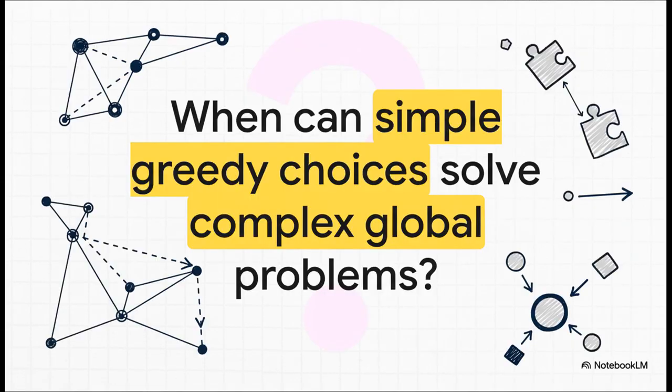And that leaves us with a pretty fascinating thought. This problem proves that sometimes a series of simple, locally optimal, greedy decisions can perfectly solve a massive, globally complex puzzle. It kind of makes you wonder, doesn't it? What other huge challenges out there could be solved not with some grand, complicated master plan, but by just making the best possible choice at every single step along the way?